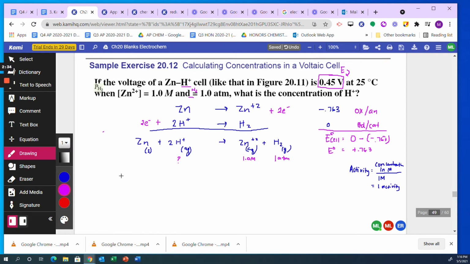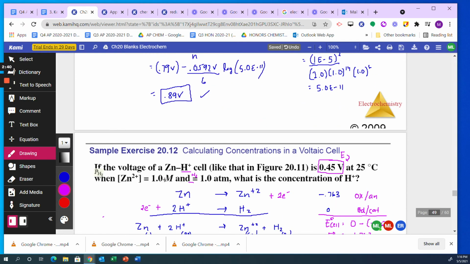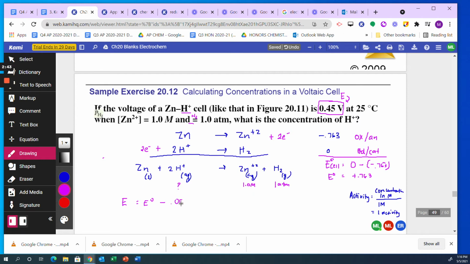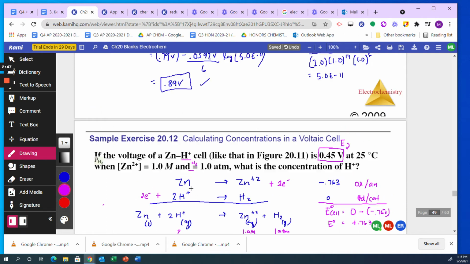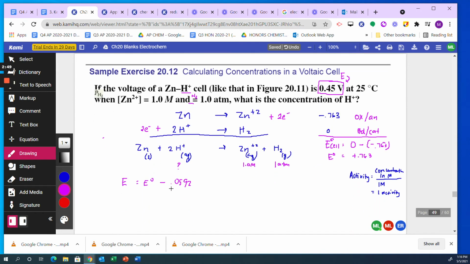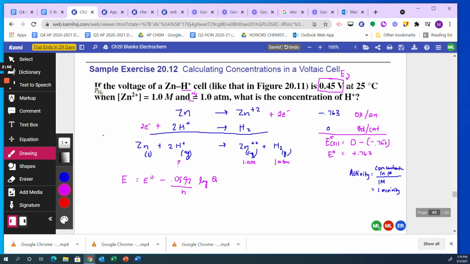Okay, so the formula is E cell is equal to E naught minus 0.0592 over N log of Q. So here they gave us the cell potential at non-standard conditions, which is 0.45 volts, is equal to, this is 0.763 at standard conditions, minus 0.0592 volts over N, which is 2 electrons, log of Q. I'm going to solve for Q over here on the side.